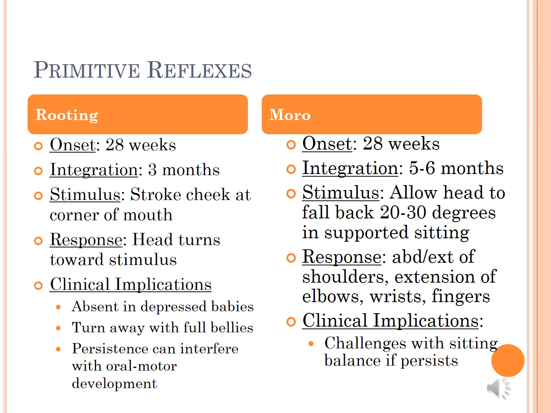Moro reflex is a startle reflex that we see in babies starting at about 28 weeks gestation, and then it goes away when they're about 5 or 6 months old. Basically, the stimulus for this one is you hold them in a semi-reclined sitting position, supporting their head and their shoulders, and then you quickly release your hands. So you let them fall back just at 20 to 30 degrees, still supporting them, but you're going to see a startle response of their arms going out, their fingers opening, everything, arms kind of extending.